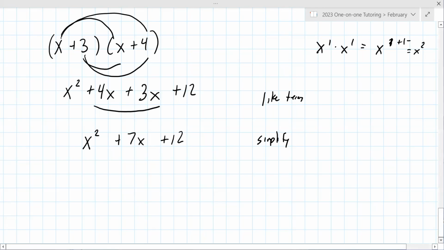So let's go look at another example here. Let's do two negatives: x minus 5, x minus 2.